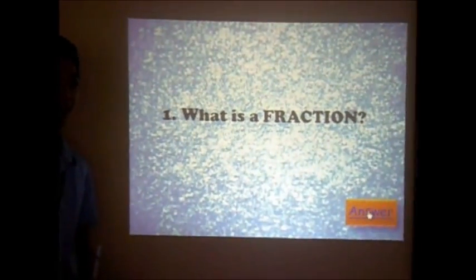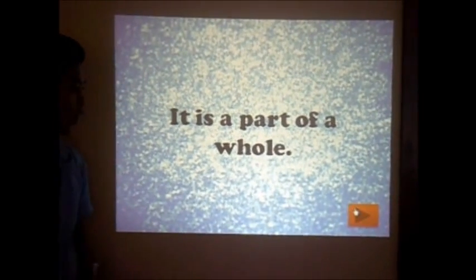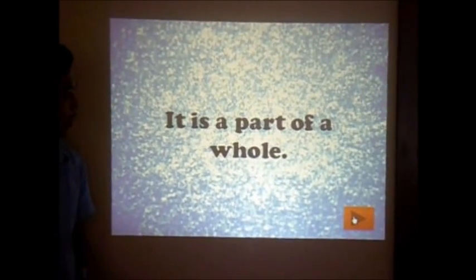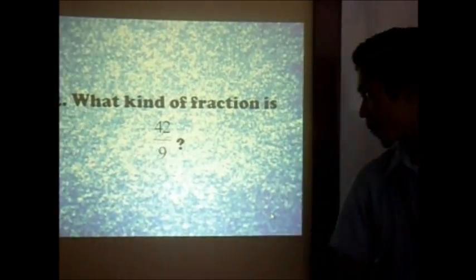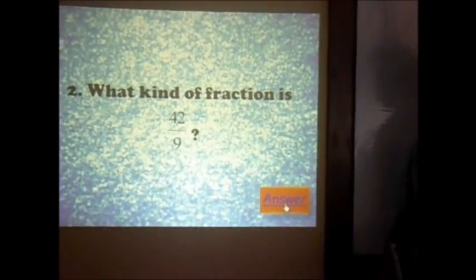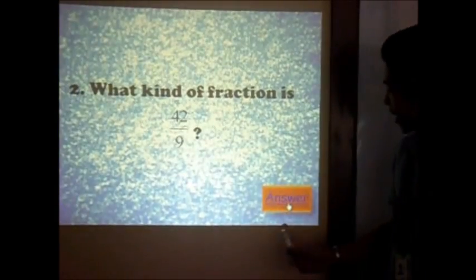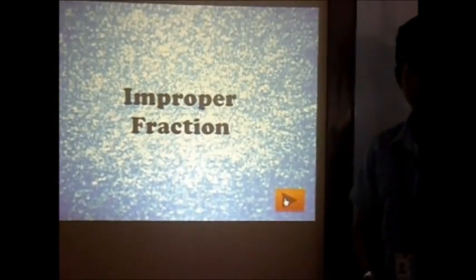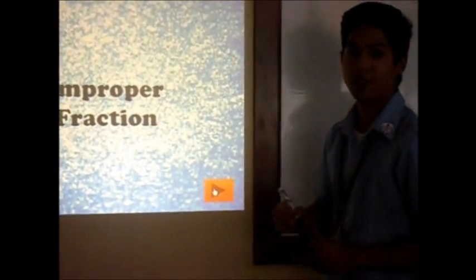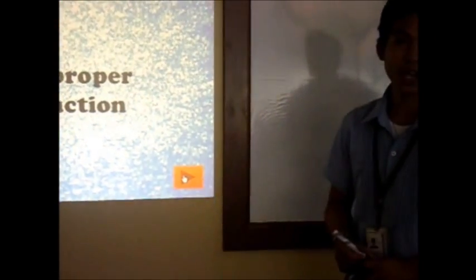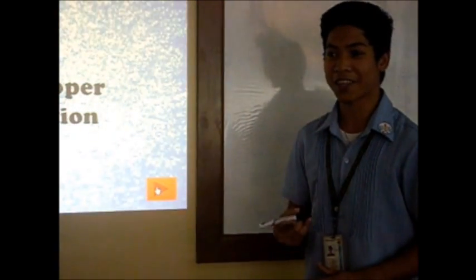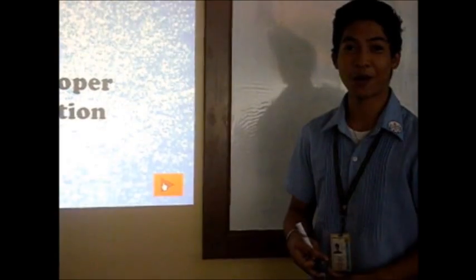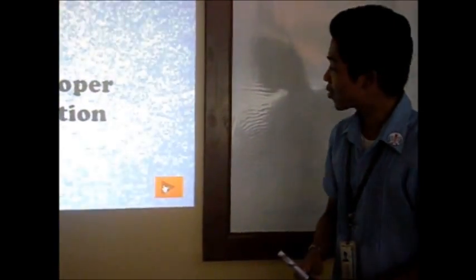What is a fraction? And the answer, it is a part of a whole. Second question, please. What kind of fraction is 42 over 9? And the answer, it is an improper fraction. There are two kinds of fraction, the proper and improper. If the number above is greater than the denominator, then it is what we call an improper fraction. Next question.